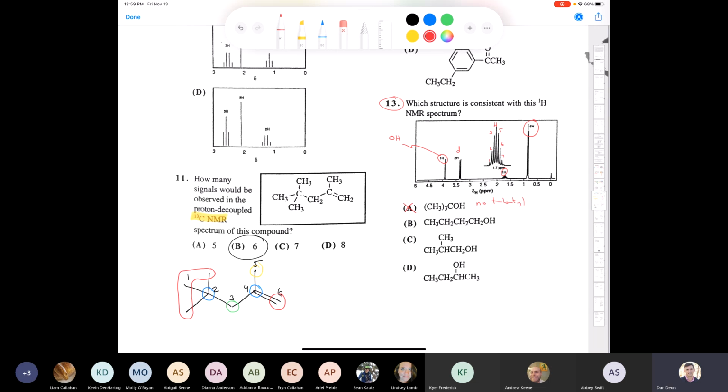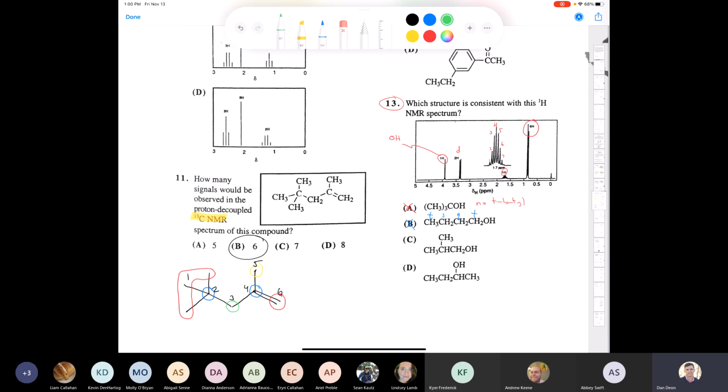B doesn't work either. The reason why is because if we write the multiplicity above each group of hydrogens, here we'd have a triplet, here we'd have some kind of sextet, here we'd have some kind of quintet, and here we'd have some kind of triplet. We definitely don't have 2 triplets in there, so that one doesn't look reasonable either.